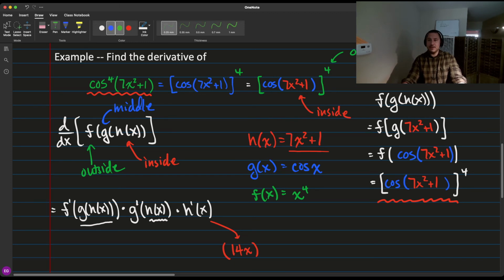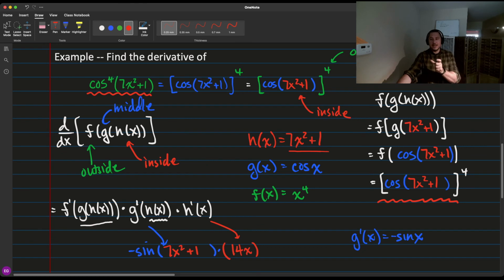And then for this part, I need g prime of h of x. Well, what is g prime? What's the derivative of cosine? So g prime is minus sine. So I'm going to have the minus sine of h of x. H of x is 7x squared plus 1. So I have g prime of h of x. Remember, the g prime is the minus sine. And then inside of the minus sine, you need your h of x, which is 7x squared plus 1.